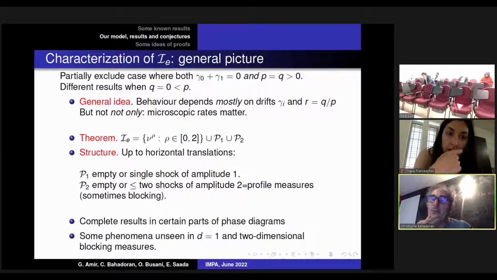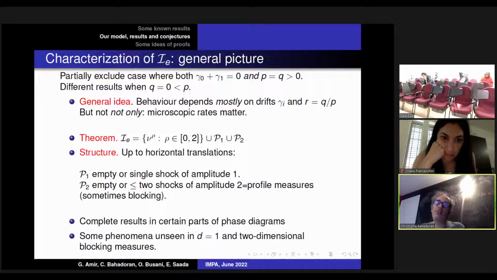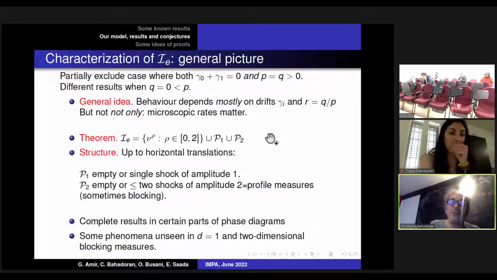So it is a different world, but it is the case where P is equal to Q, so it is symmetric in the vertical direction, and the drifts on each lane are opposites to each other. So we can say something about this case, but not as much as about the other cases, because the techniques are not the optimal ones for this case. The general idea is that the behavior will depend mostly on the drift and on the ratio between P and Q, but not only. And in some cases there can be some microscopic details that matter.